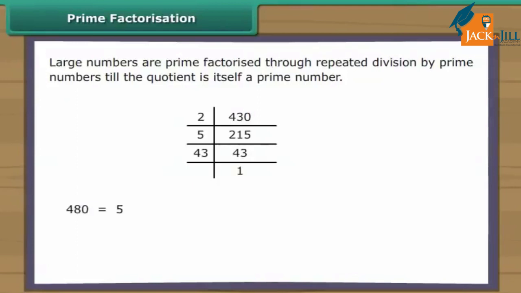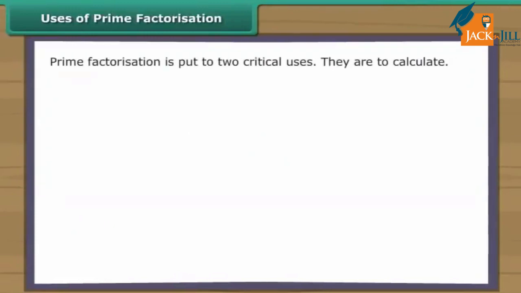Since 43 is a prime factor, divide by 43 to get the quotient 1. Express 430 as a product of its prime factors. Uses of prime factorization. Prime factorization is put to two critical uses. They are to calculate HCF and LCM.